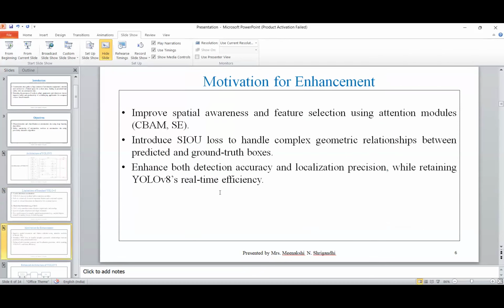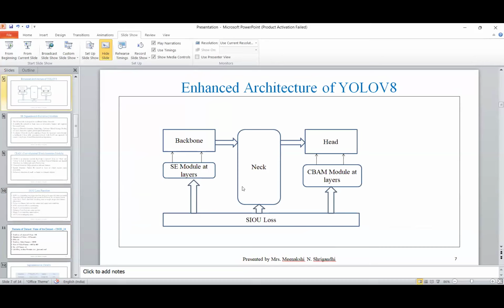So the motivation for enhancement is to improve the spatial awareness and feature selection using the attention module. We'll be using CBAM and SE. And also we are introducing SIOU loss to handle complex geometric relationships between predicted and ground truth boxes. So this is the enhanced architecture of YOLO V8 model, which I'm using for my research. The SE module has been integrated in the backbone, CBAM has been integrated into the head, and SIOU loss function has also been integrated.